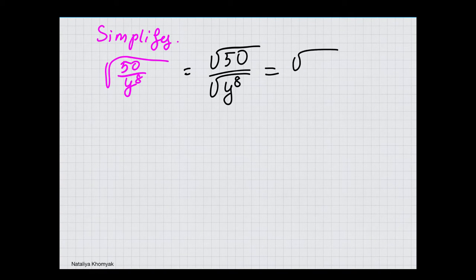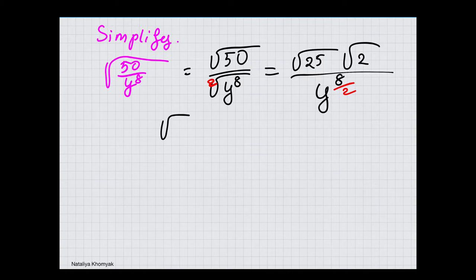Similar problem, we have square root of 50 over y to the 8th. They don't reduce, so I'm going to separate the radicals. So it's a square root of 50 over square root of y to the 8th. This will become square root of 25 times square root of 2 over y to the 8th square root, so over 2. So we have square root of 5 to the second times square root of 2 over y to the 4th.